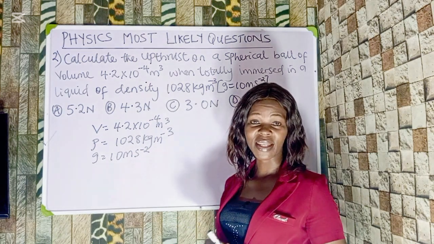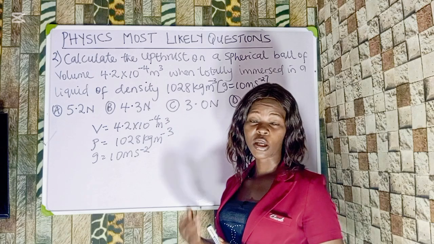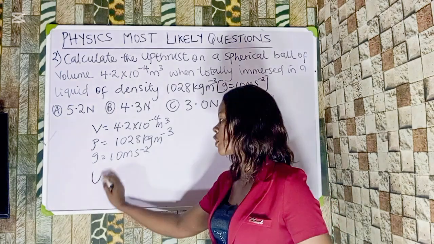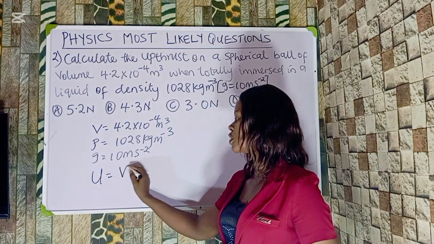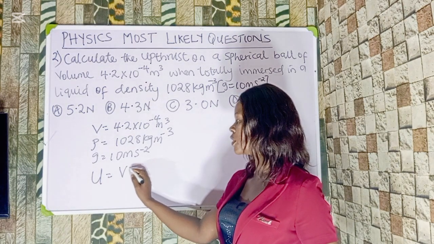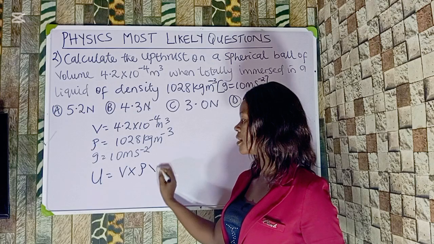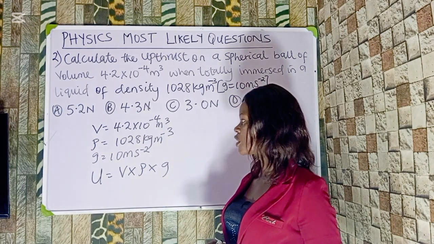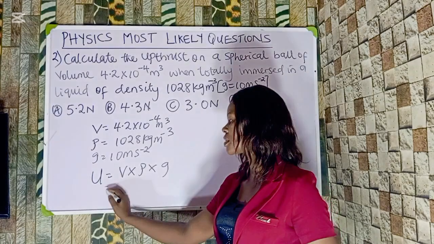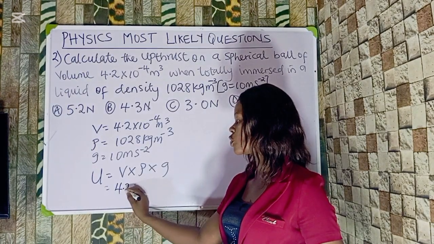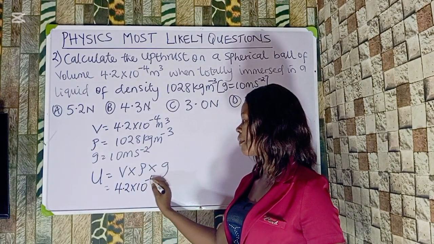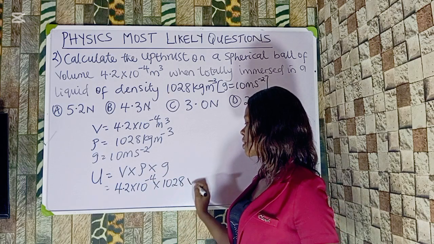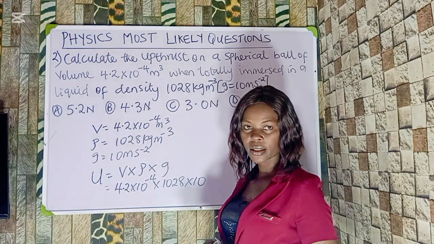You must also remember that according to Archimedes' principle, the upthrust is equal to the weight of the fluid displaced, right? Now the upthrust U is equal to the volume, because it's totally immersed in a fluid, multiplied by density multiplied by G, which is gravity, okay? Then let's substitute into what we have. We have volume, which is 4.2 multiplied by 10 power minus 4, times 1028, times what? 10. Are we there?